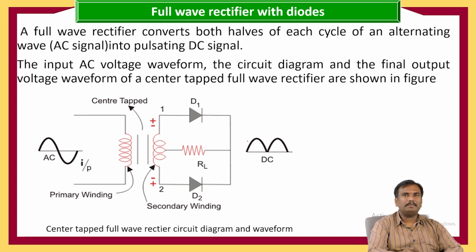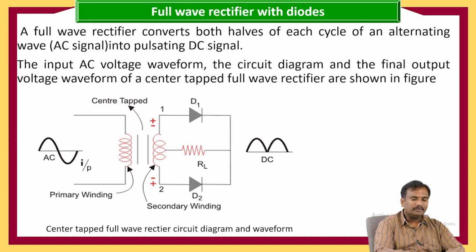We are going to get the pulsating DC signal that is going to have only positive values or negative values. The input AC waveform, the circuit diagram and the final output voltage waveform are shown in the figure. So here, for the full wave rectifier, in order to give the supply to the two diodes, we are using a center tapped transformer.